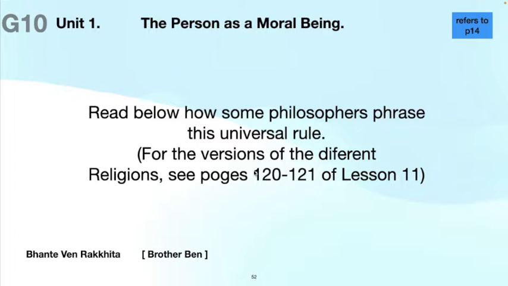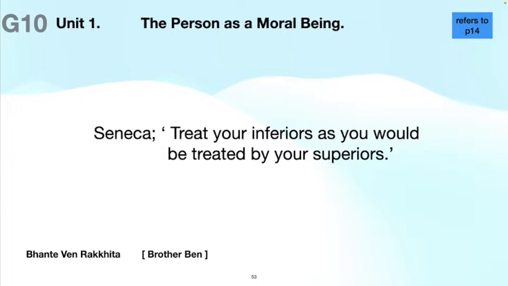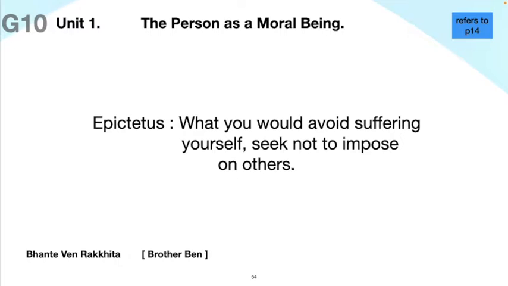Neglect this part. I saw this had been taken out. Never mind that part. So Seneca: treat your inferiors as you would be treated by your superiors. Treat your inferiors as you would kind of like to be treated by your superiors. Epictetus: what you would avoid suffering yourself, seek not to impose on others. What you would avoid suffering yourself, seek not to impose on others.